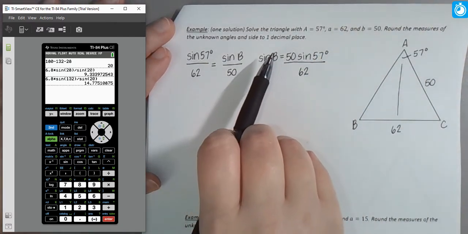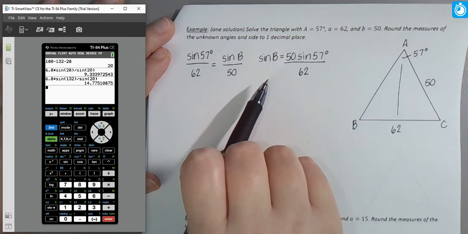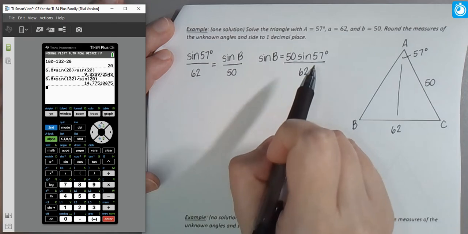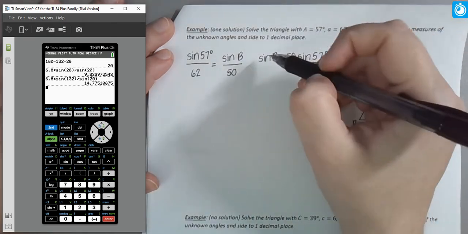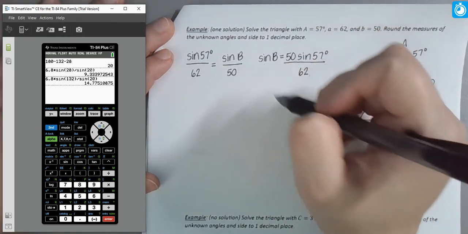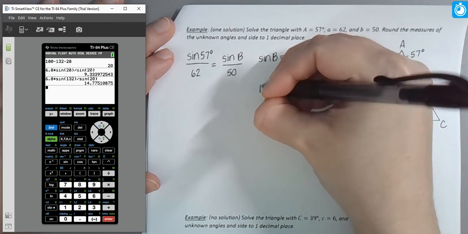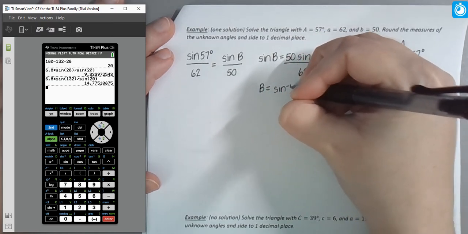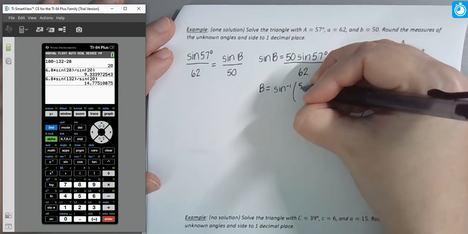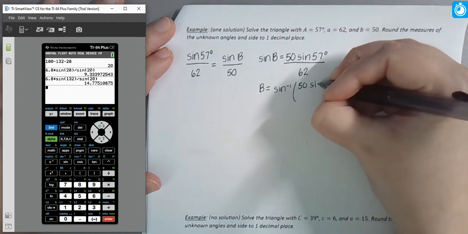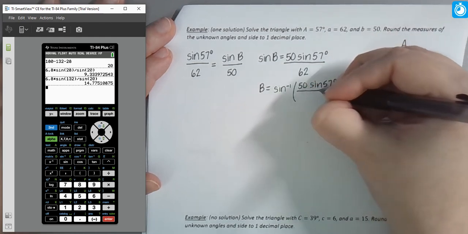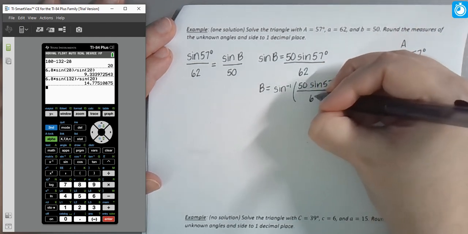And then in order to solve for the unknown angle, in order to eliminate the sine, we take the inverse sine of both sides. So taking the inverse sine on the left eliminates our sine. And then we also apply it to the right-hand side to keep things in balance. So B is equal to the inverse sine of 50 times the sine of 57 degrees divided by 62.